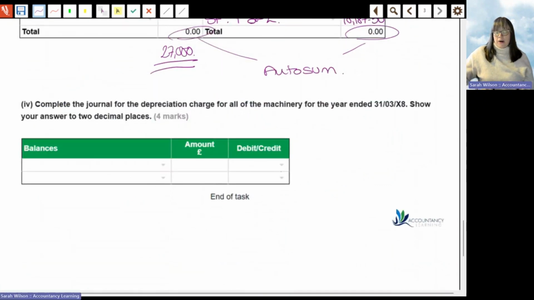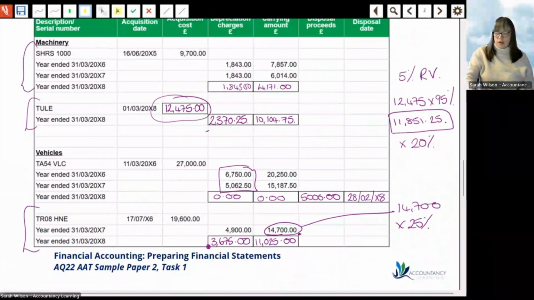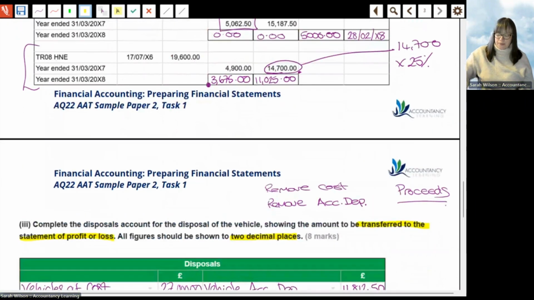Then the very last part of the question then is to complete the journal for the depreciation charge for the machinery for the year ending 31st of March X8. And again, we are going to 2 decimal places. So we're looking for machinery. So the depreciation charge for this year for machinery is going to be the existing machine and add together our new machine. So that depreciation we worked out on our new machine.